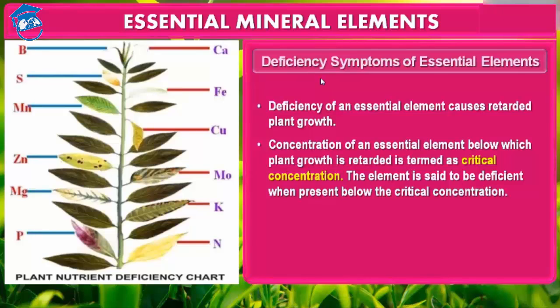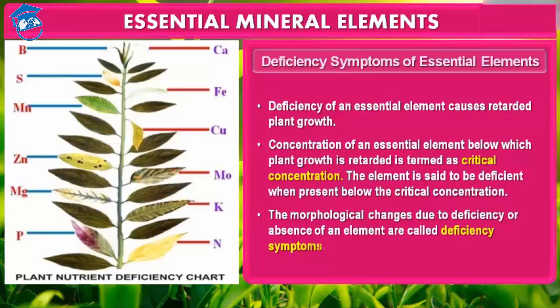The deficiency symptom may vary from element to element and they disappear when the deficient mineral nutrient is provided to the plant, students. As I told you, the concentration of an essential element below which plant growth is retarded is termed as critical concentration. The element is said to be deficient when present below critical concentration. And I just told you that it shows morphological changes due to the deficiency of essential elements, or essential minerals, you can say.